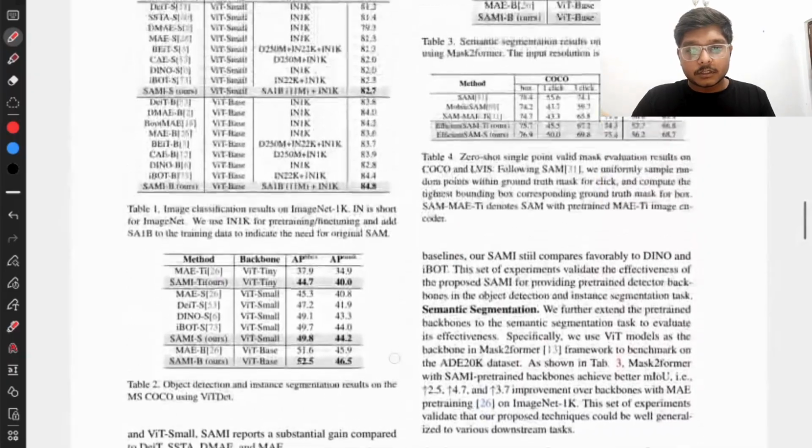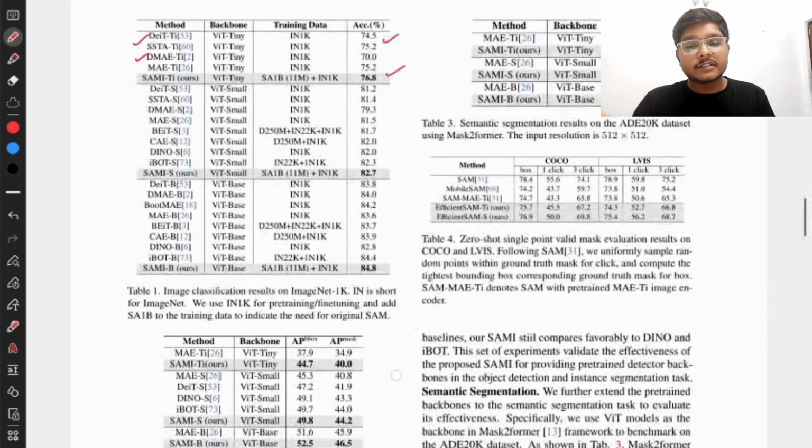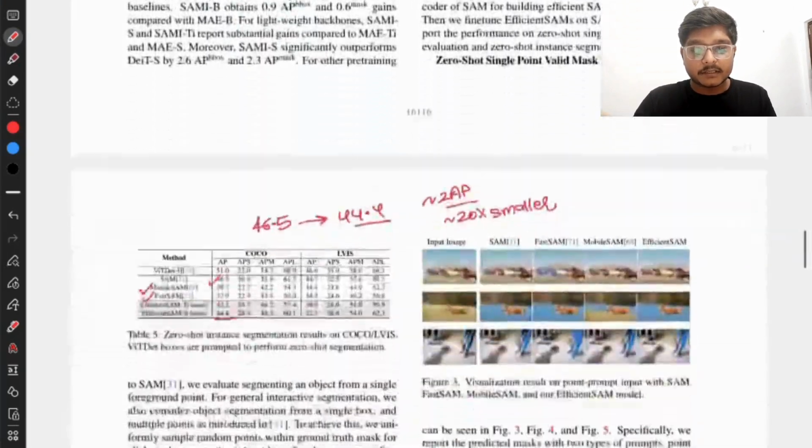Looking at generalization, these SAMI pre-trained backbones don't just work for SAM, they actually outperform standard MAE and DeiT across image classification and object detection. Now let's visually compare our results.